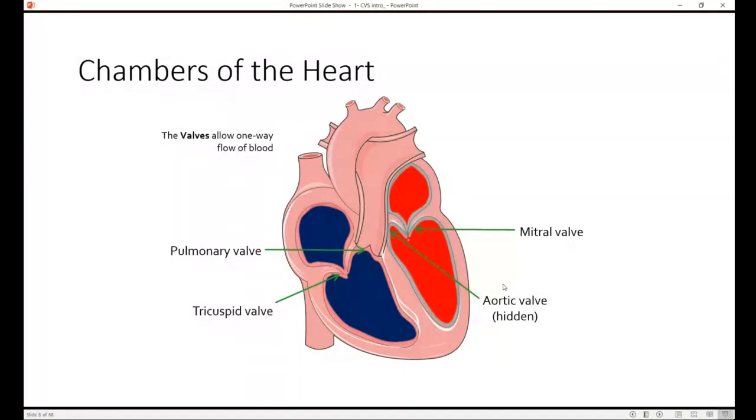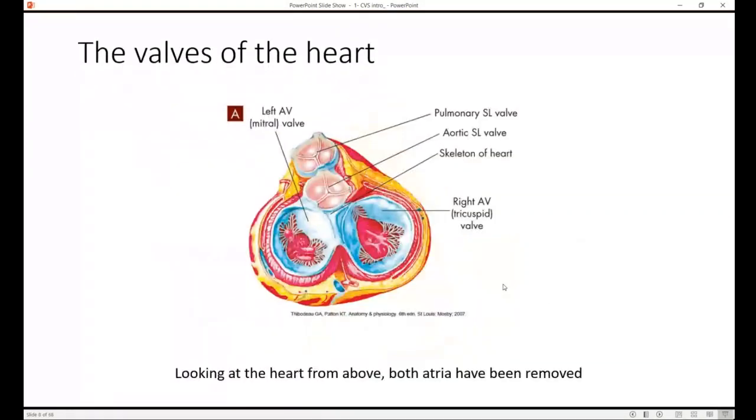Easy and simple. Now, if you look at the valves more closely, this is a view of the heart from above. You have removed the atria, so you can see the valves. This one is the right side. On the right side, you have the tricuspid valve, so it has three cusps: 1, 2, and 3. On the left side, you have the bicuspid valve.